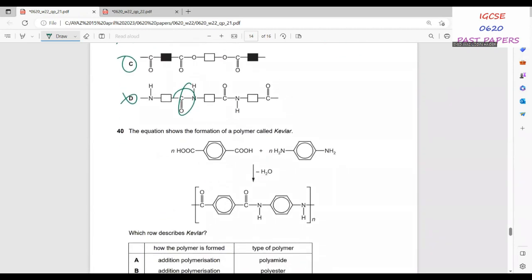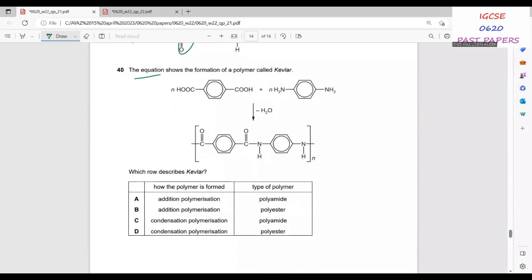40. The equation shows the formation of a polymer called Kevlar. So the Kevlar is produced along with the elimination of a water molecule. Which row describes Kevlar and how the polymer is formed? Is it addition polymerization or condensation polymerization? There's a loss of water molecules, so it must be condensation polymerization. So either C is correct or D is correct. Both A and B are incorrect.